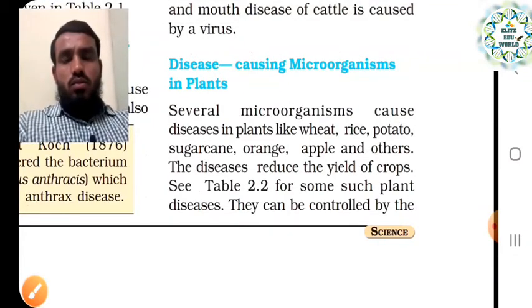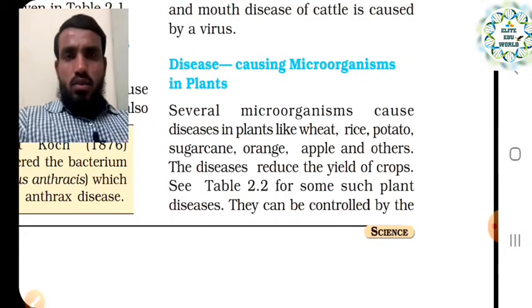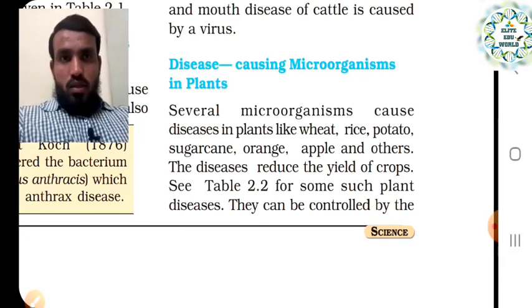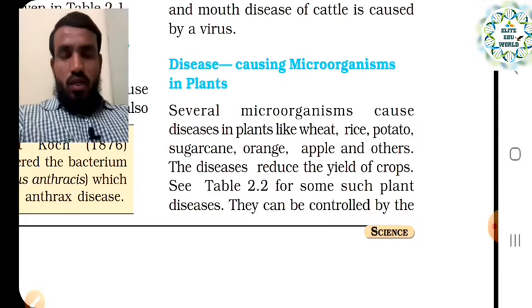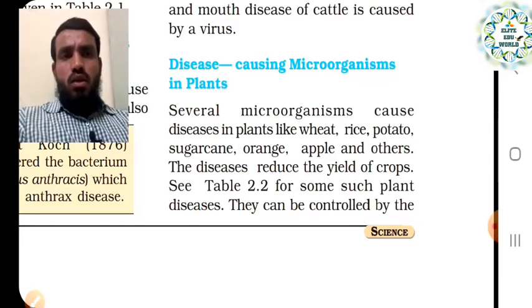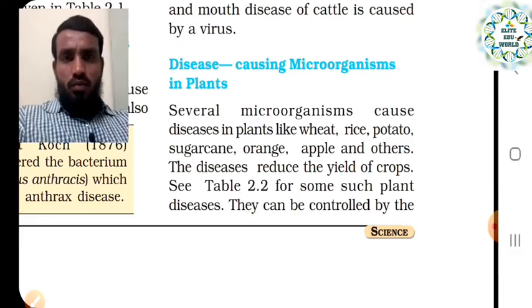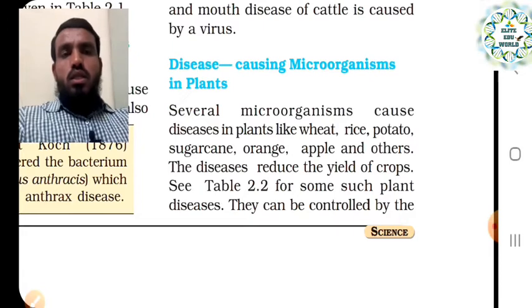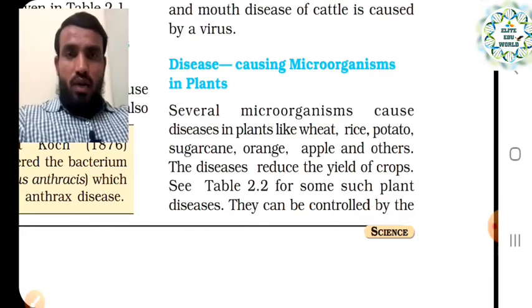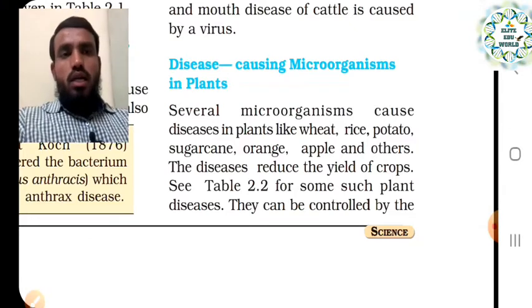Now, disease causing microorganisms in plants. Which organisms cause disease especially in plants? As we have seen, many diseases happen in plants, and farmers use insecticides and pesticides, because if disease happens to the plant, it will affect the yield of the plant. Several microorganisms cause disease in plants like wheat, rice, potato, sugarcane, orange, apple and others, so we have many examples. Disease reduces the yield of the crop. What will happen if the plant has a disease? It will reduce the yield of the plant.